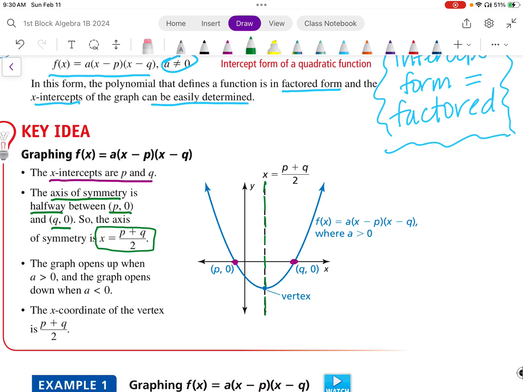We already know the graph opens up when A is greater than 0, when A is positive, and it opens down when A is less than 0 or negative. And then it tells us one more thing, which we should already know: the x-coordinate of the vertex is the same as the axis of symmetry. So in order to find the rest of the vertex, we just plug that x value into the original equation, and we find that vertex.